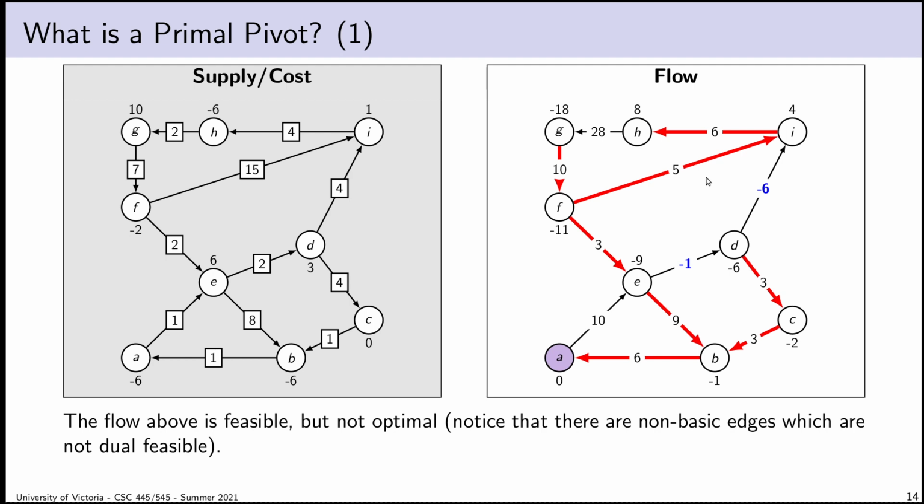So here's an example of a flow that is feasible. I really should have said primal there. This is primal feasible, but not optimal. And the way we know that is, well, okay, all of these are positive, so that's good. Notice there's no blue on basic edges, but I have a negative value here. So it's not dual feasible, and unless it's both primal and dual feasible, it's not optimal. Therefore, it's primal feasible, but it's not optimal.